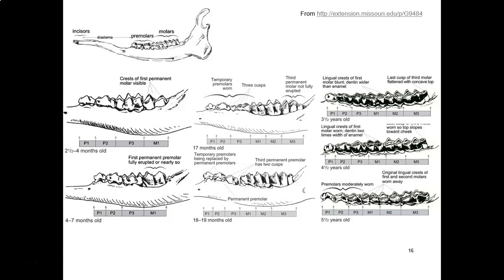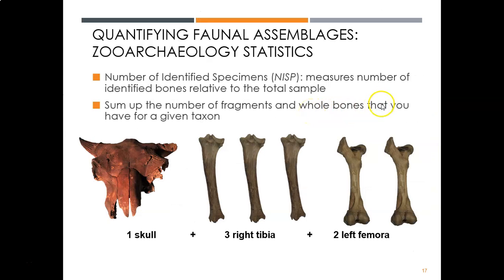And so we can see this in mammals as well, and so this is for a deer. And so you can estimate based on which teeth are present and the approximate wear of those teeth to get an estimation of age for a deer mandible or for deer teeth. Okay. So those are some basic forms of analysis we can use.